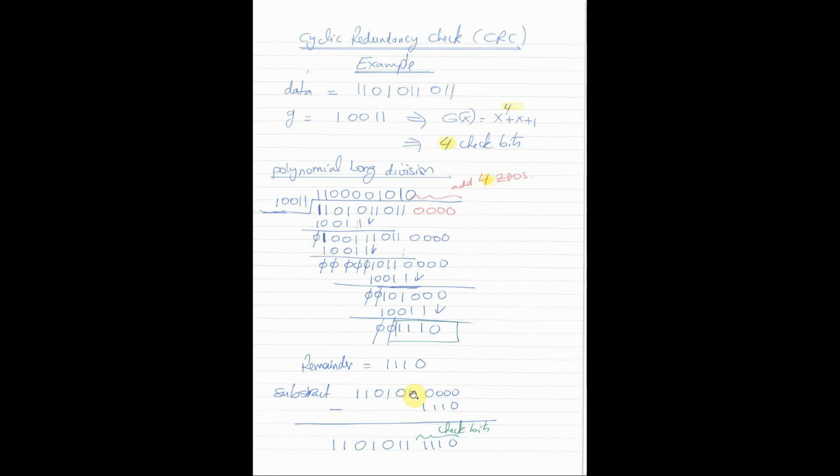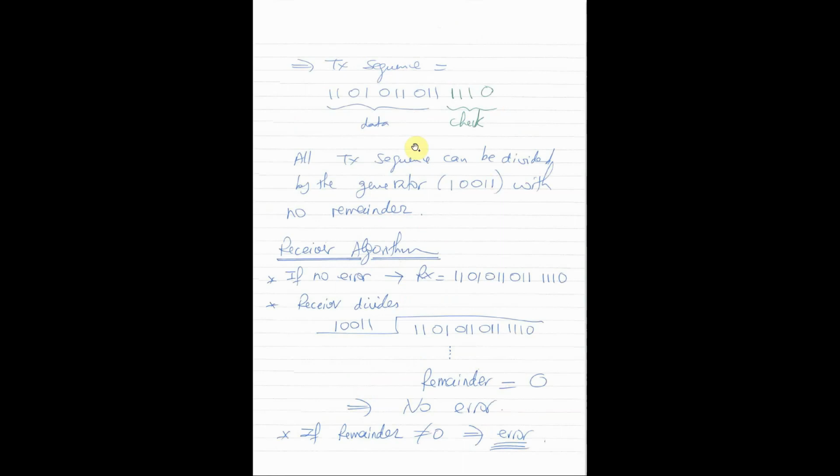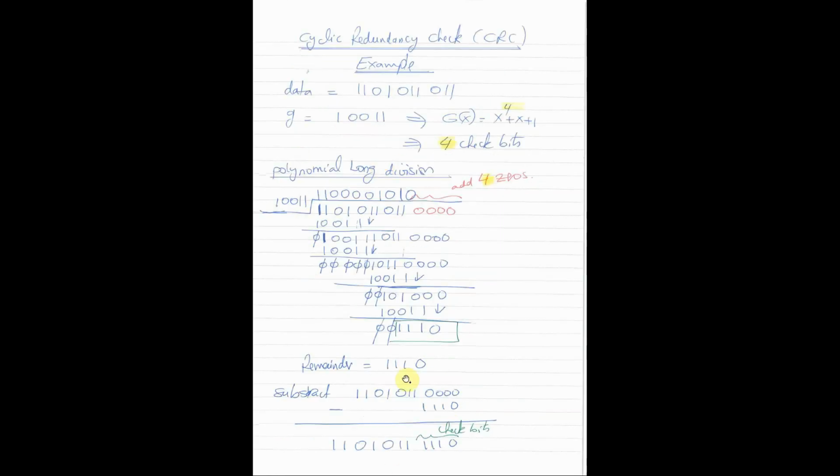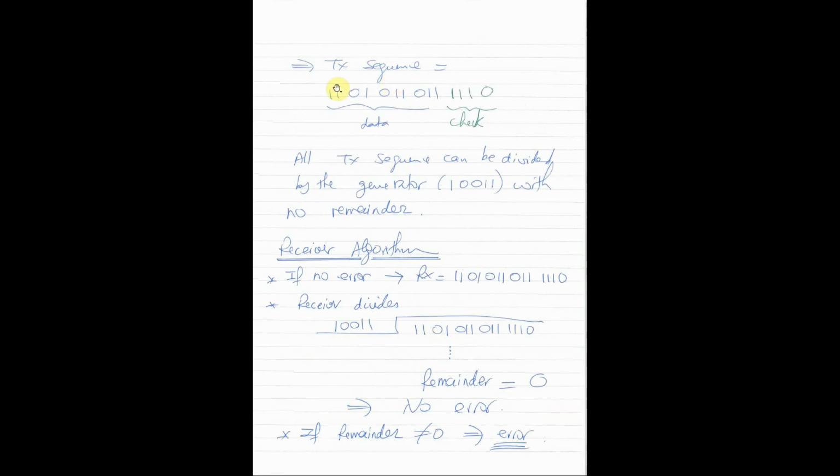What you have here is actually the same as the data bits followed by the zeros, so it's supposed to be the same as this line. But this is correct. What you see here is correct. So after that subtraction, or equivalently replacing the zeros with the remainder, what we have is the transmitted sequence. So what does the sender transmit at the end of the day?